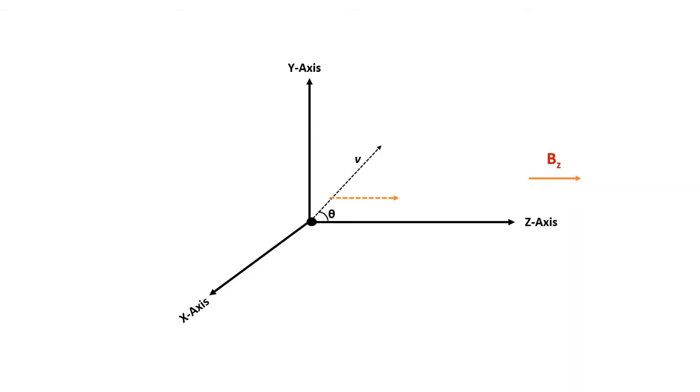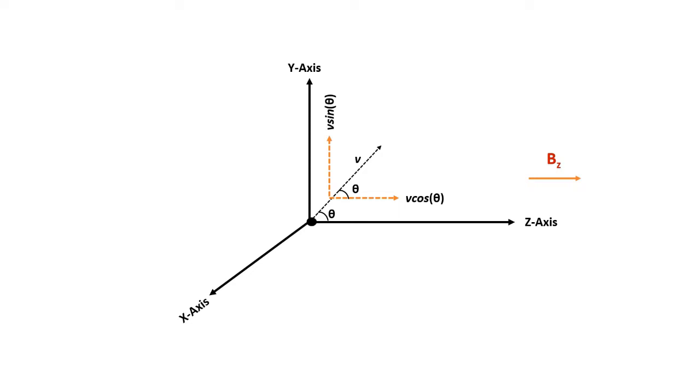One component is acting along the magnetic field direction, that is v cos theta, and another velocity component is perpendicular to the magnetic field, that is v sin theta. With the help of this v cos theta and v sin theta, we can explain the motion of the charged particle in the magnetic field, where there is no such fixed angle between the magnetic field and velocity vector.